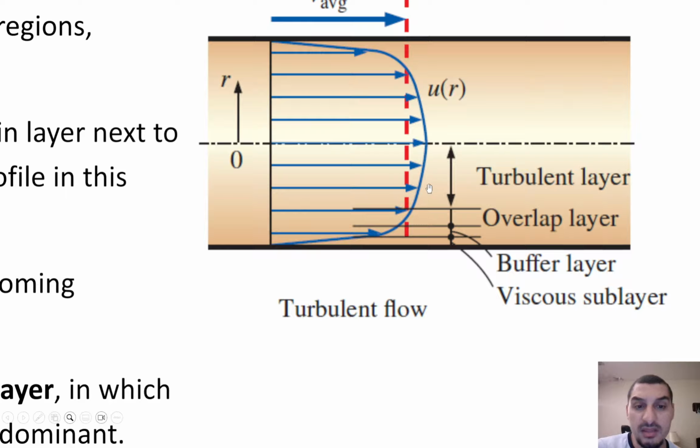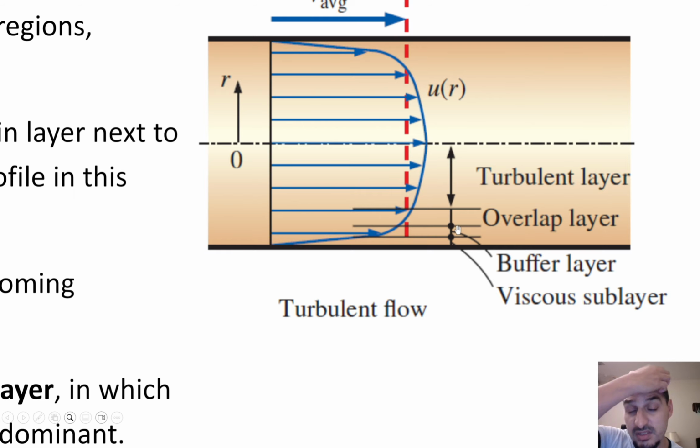On the other hand, the part at the center and around it is called the turbulent layer. This layer is far away from the wall. It's not affected by the viscous forces by any means, and it's 100% affected by the turbulence of the fluid, or the inertial forces of the fluid. So this is the exact opposite of the viscous layer.